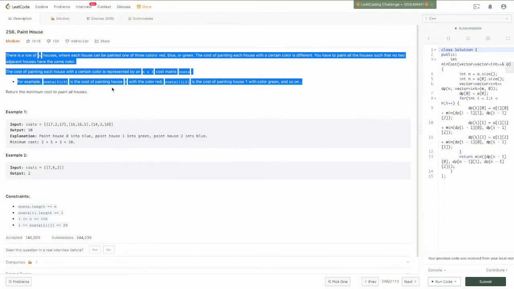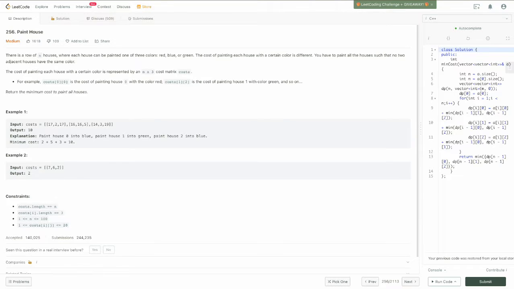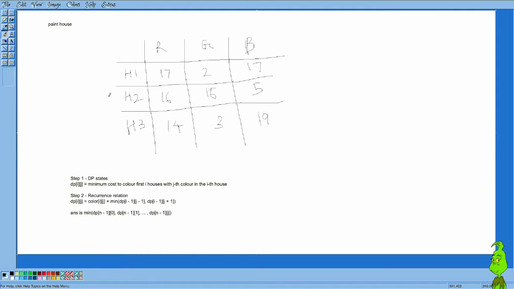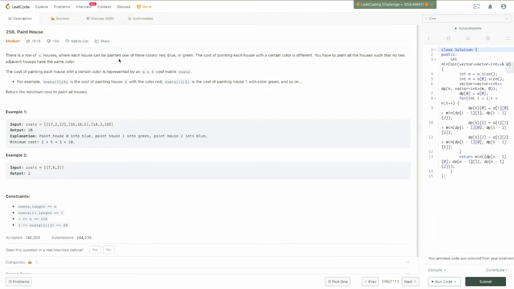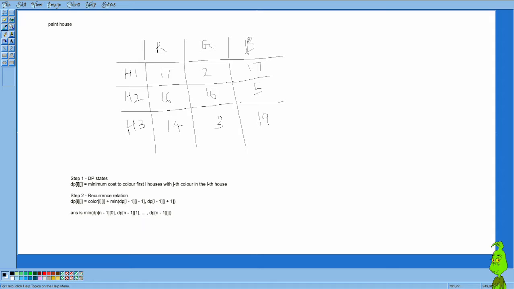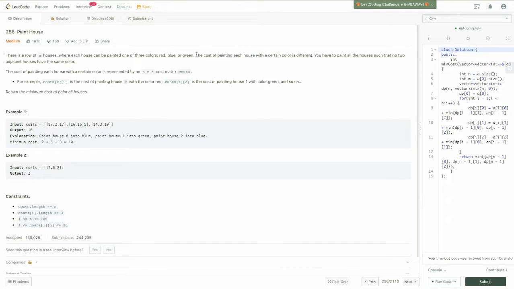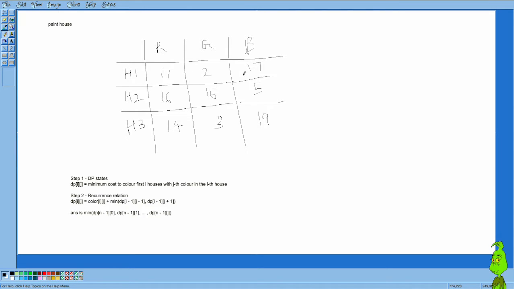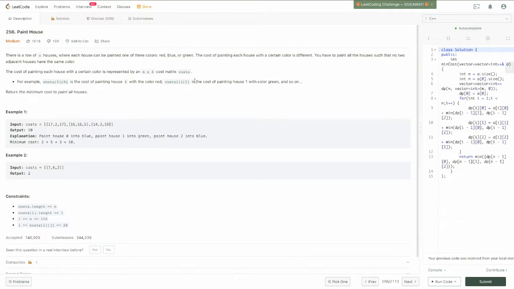for now. So there are n houses. So here there are 1, 2, 3 houses where each house can be colored with red, blue, or green. So these things are limited here. It can be more also, but here it's told that it's only three: red, green, and blue. Okay. Now the cost of painting each house with certain color is different. It's 17 to 17, which is different. For house 1, you have to paint all the houses such that no two adjacent houses have the same color. Okay, so this I already said.